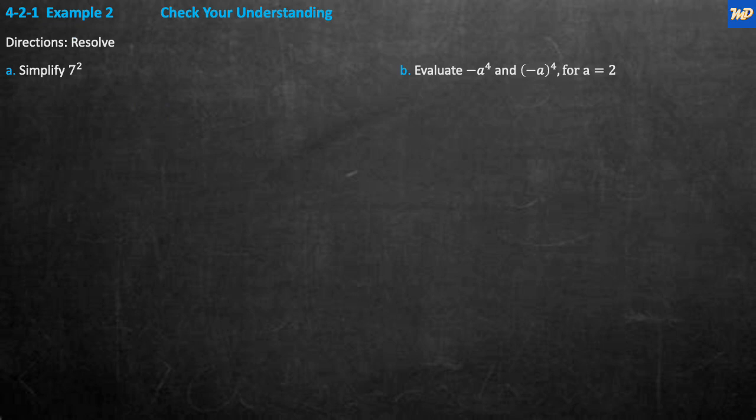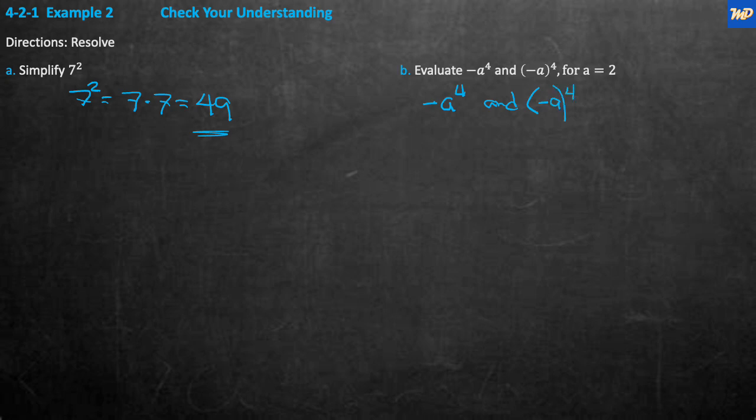Resolve these. Resolve means to take these numbers and do what you can to get a final answer. So what do we have here? We have 7 squared. And that's equal to what? That's equal to 7 times 7. And what's 7 times 7 equal to? 49.